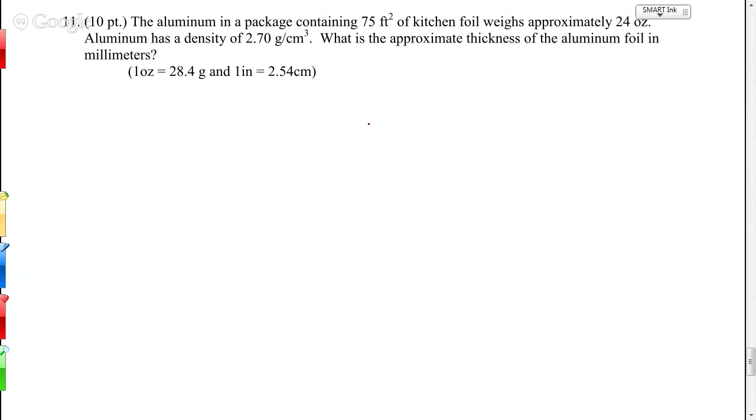All right, so the aluminum package containing 75 square feet of foil weighs approximately 24 ounces. Aluminum's density is given here. What's the thickness of the aluminum foil in millimeters? So we've got some aluminum foil here that is probably going to be pretty thin, but has a thickness nonetheless. We know it's 75 square feet. We don't know anything about the width or the other measurements. But we want to know that thickness. So let's see if we can figure it out.